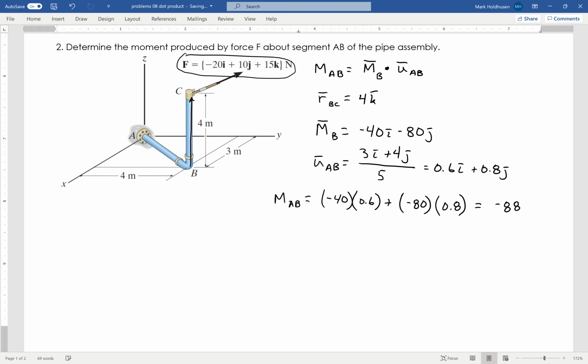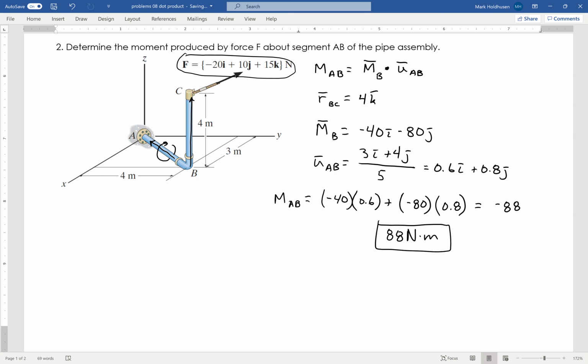Why negative? Well, that's telling me that my vector is actually going that way around the pipe. As I pull on that, it's creating a moment about the AB pipe in that direction, which of course looks like that when I draw a moment vector, which is not the unit vector A to B, it's actually B to A. So that's where the negative comes from. I'm looking for a magnitude here anyway, so I can just call it 88 newton meters.